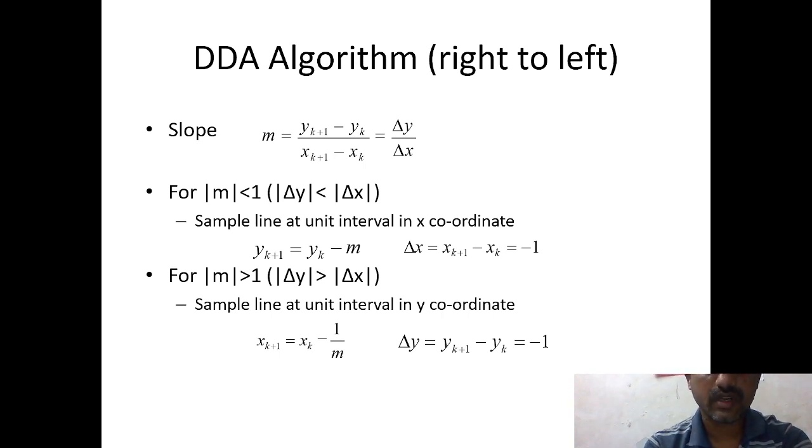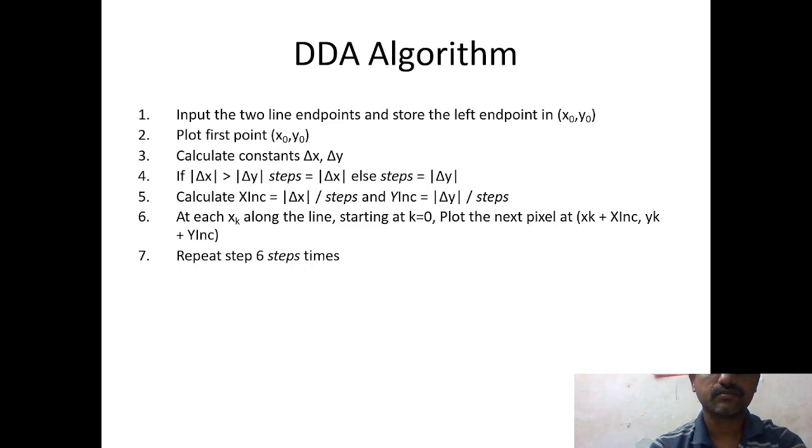For m less than 1, delta y less than delta x, sample the line at unit interval in x coordinates: yk plus 1 equals yk minus 1, and delta x equals xk plus 1 minus xk equals minus 1. For m greater than 1, delta y greater than delta x, sample the line at unit interval in the y coordinate: xk plus 1 equals xk minus 1 by m, and delta y equals yk plus 1 minus yk equals minus 1.